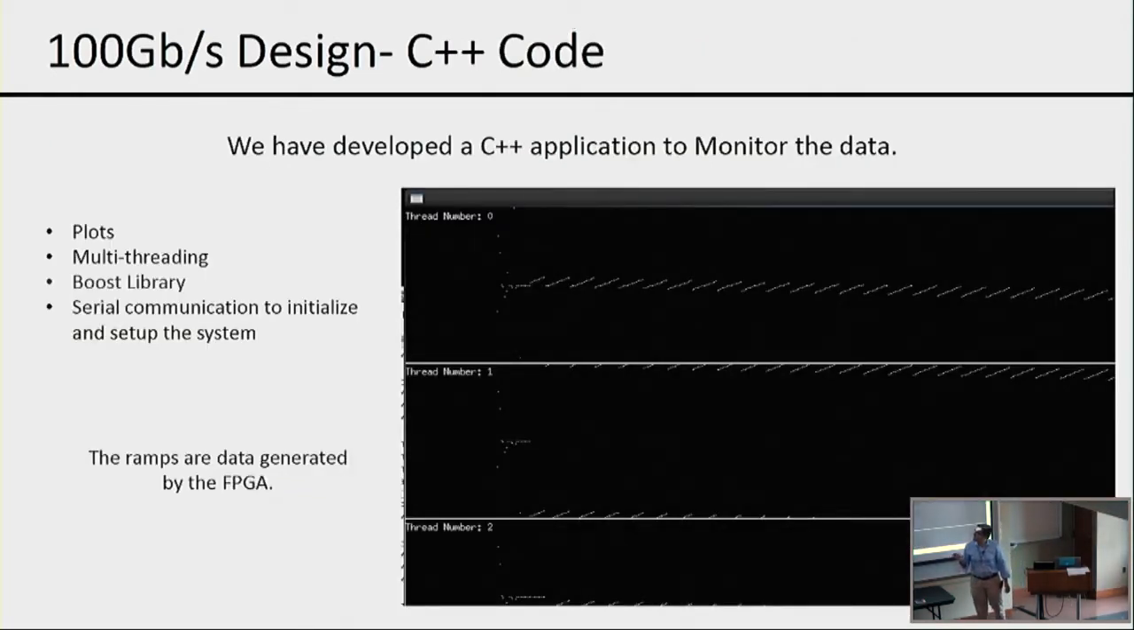We have developed a C++ program that monitors the data. I've used the XLib library to plot the data. This application supports multi-threading, so each thread will listen for data on its own, and it can also communicate with the FPGA board through UART. You can see ramps in this plot. These ramps are some samples generated by the FPGA, just as an example. We don't have the ADC yet, so we are generating the data, some ramps, on the FPGA.